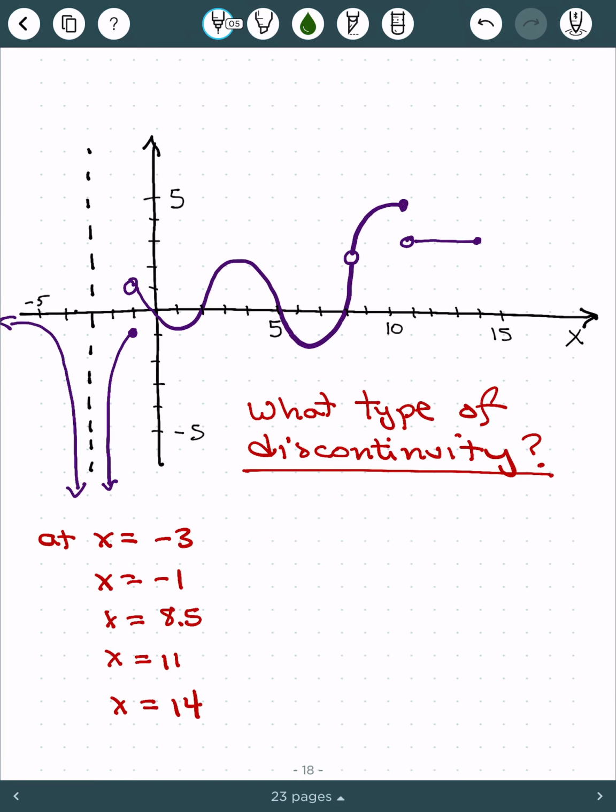All right, one more of these. So when x equals -3, I'll just give you a second. So see if you can write down what it is at x equals -3, -1, 8.5, 11, and 14. And I'll be back in a second with the answers.